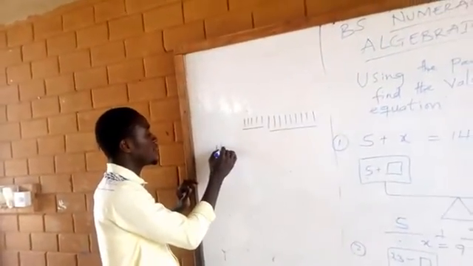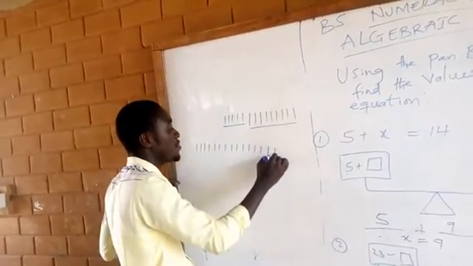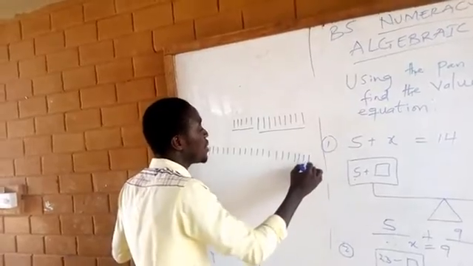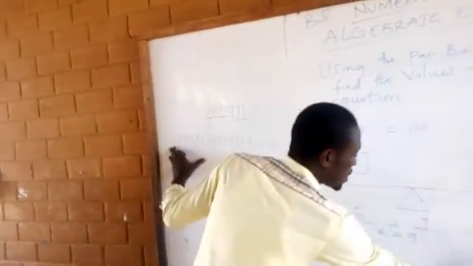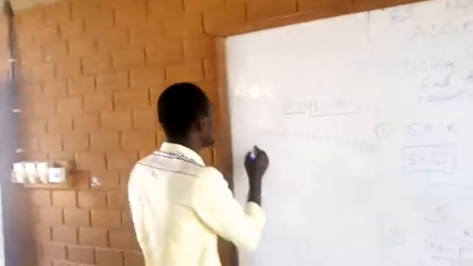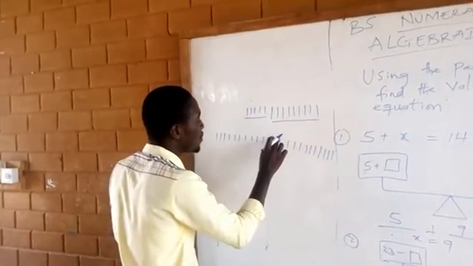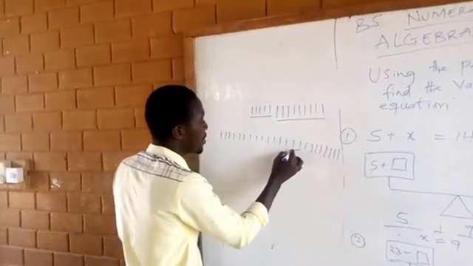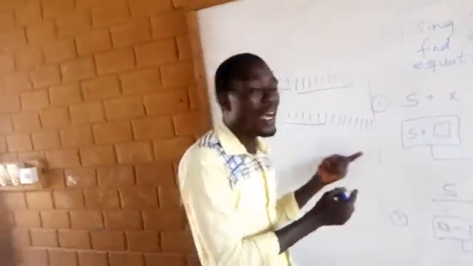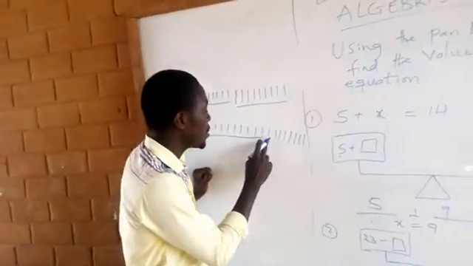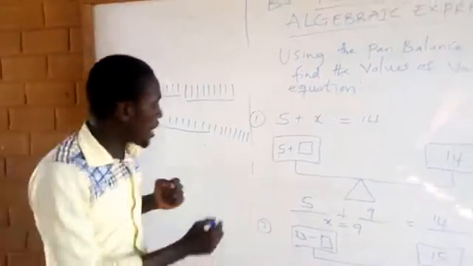By first counting 23. 1, 2, 3, 4, 5, 6, 7, 8, 9, 10, 11, 12, 13, 14, 15, 16, 17, 18, 19, 20, 21, 22, 23. So with 23, we count 15 out of 23. Let's go. 1, 2, 3, 4, 5, 6, 7, 8, 9, 10, 11, 12, 13, 14, 15. So it stops here. So after taking 15 out of the 23, we want to know how many apples are left. 1, 2, 3, 4, 5, 6, 7, 8. So we have 8 apples left.